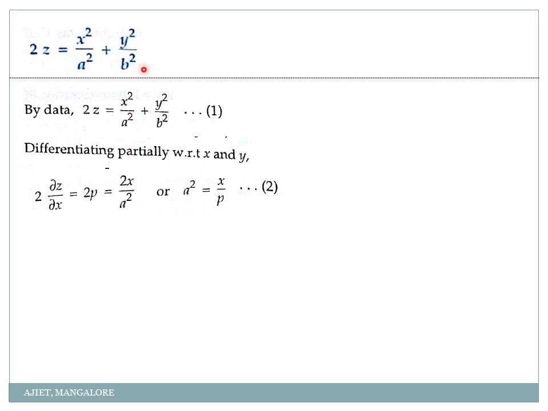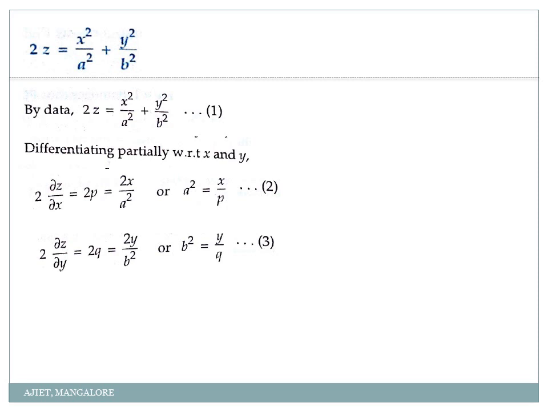So I got 2p is equal to 2x divided by a square. I'll simplify it, because I need to know what the constant is there, correct? So a square is equal to what? 2x by 2p, 2 and 2 will get cancelled, I'll get x by p. Proper? Next I'll differentiate with respect to y. So 2 into dou z by dou y, which I am calling q, is equal to 2 into differentiation of y square is 2y divided by b square, or solve for b square, y by q. Proper? Now what to do? Substitute that here, keep it as it is, that is your final answer.